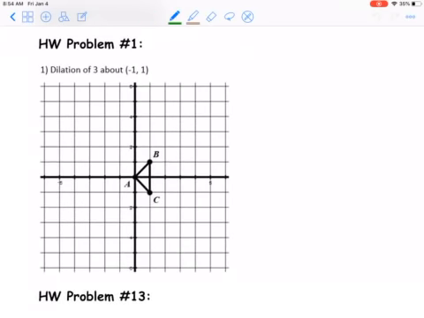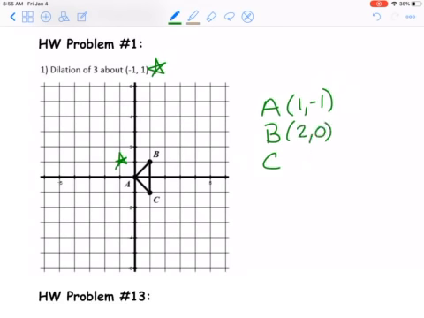It has a dilation of 3 about the center point, negative 1, 1. So they're right here. Oops, nope. Negative 1, 1. Center point right there. So each of these distances, A, B, and C, I'm going to count from that star. So A is over to the right 1, down 1. B is right 2, down or up 0. And C was right 2, down 2.